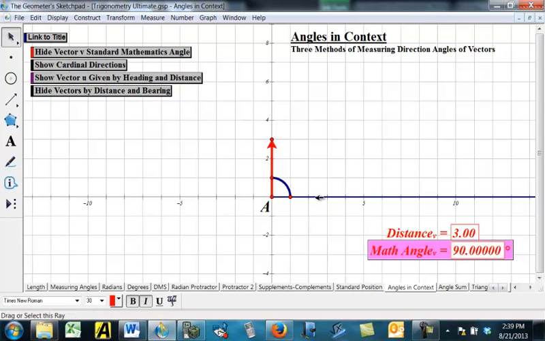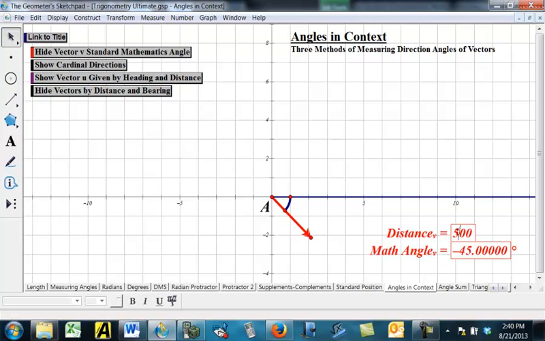And remember, we measure math angles from standard position, with the initial side on the positive x-axis and the vertex at the origin. We rotate positive in the counterclockwise direction and negative in the clockwise direction. So for example, if we go negative 45 degrees, it's going to rotate down there. If we change the length to say 5 units, it's going to be longer. So that's how we measure angles in mathematics.